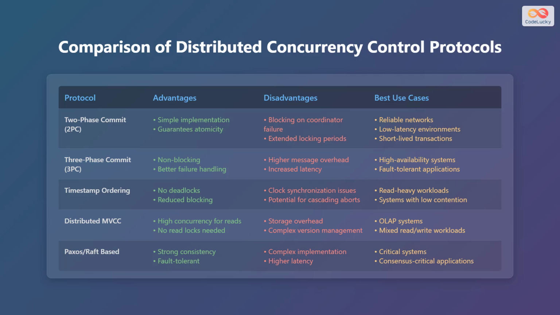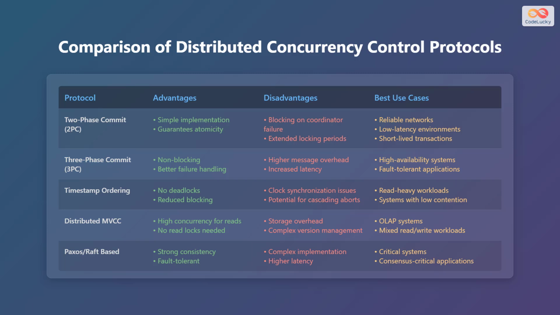Now, let's compare the distributed concurrency control protocols. Two-phase commit, or 2PC, has the advantage of simple implementation, and it guarantees atomicity. Disadvantages include blocking on coordinator failure and extended locking periods. It is best used with reliable networks, in low-latency environments, and with short-lived transactions.